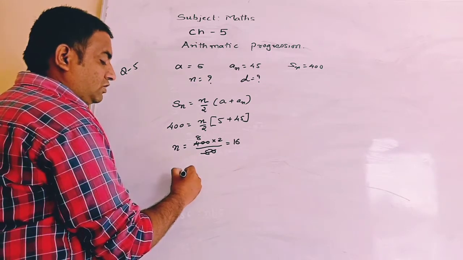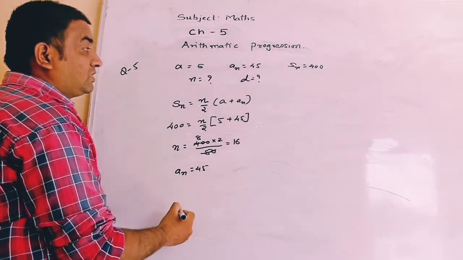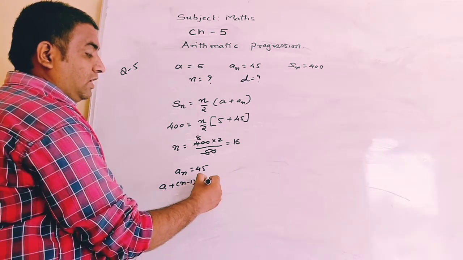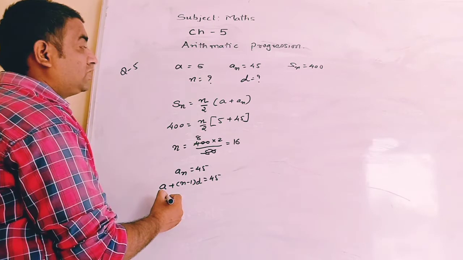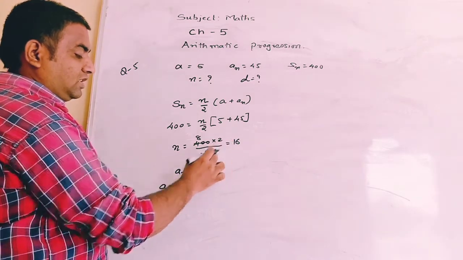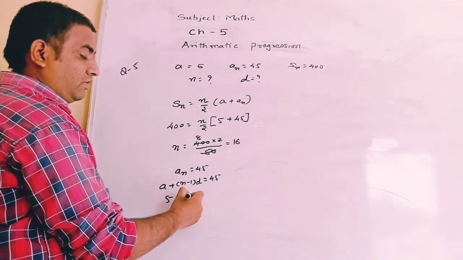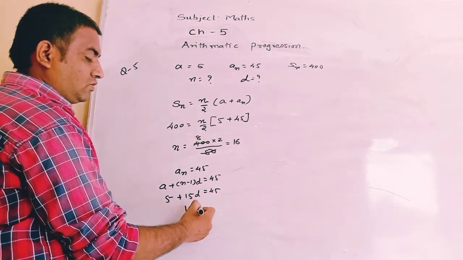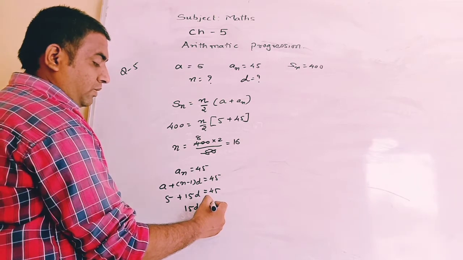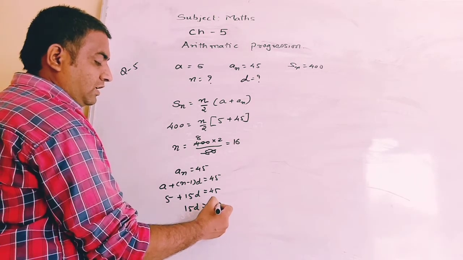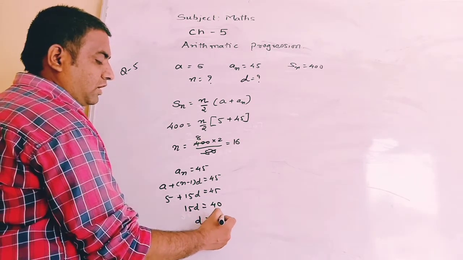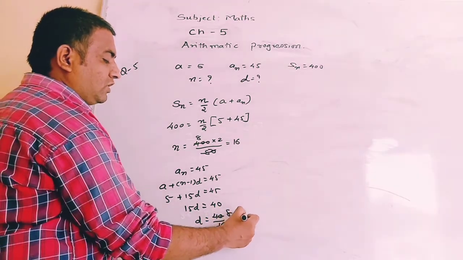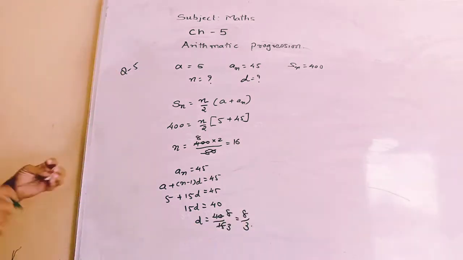Now an equals 45 for the common difference. Then a plus n minus 1 d equals 45. Now the a value is 5, the n value is 16, so 16 minus 1, 15d equals 45. So 15d equals 45 minus 5, 40, and so d equals 40 divided by 15. We divide by 5, and 5 eights are 40, 5 threes are 15, so it is 8 by 3.